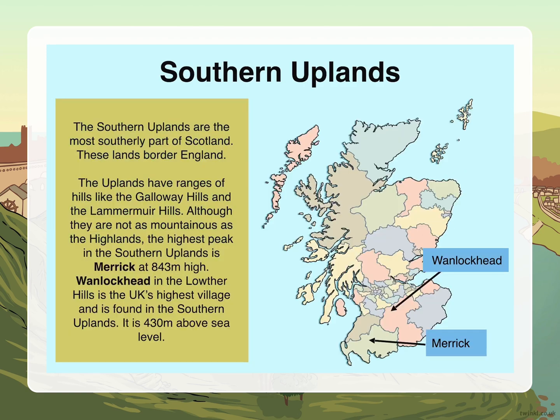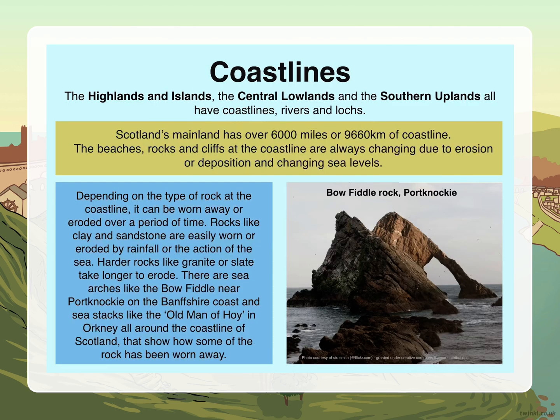Southern Uplands are the most southerly part of Scotland, and these lands border England. Okay? The coastlines, the Highlands and Islands, Central Lowlands and the Southern Uplands all have coastlines, rivers and lochs. Okay?